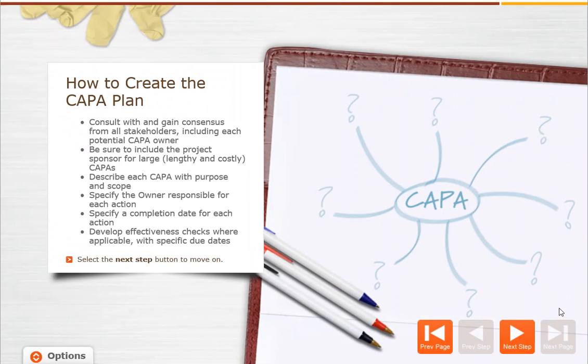Follow these steps when creating your CAPA plan. First of all, consult with and gain consensus from all stakeholders, including each potential CAPA owner, and be sure to include the project sponsor. Describe each CAPA with its purpose and scope, and specify the owner and completion date. Then develop effectiveness checks where applicable.